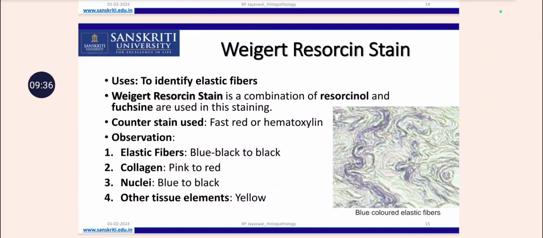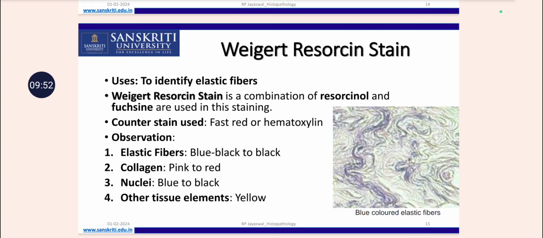So let us study the Weigert Resorcin stain. This stain is used to identify elastic fiber. Weigert Resorcin stain is a combination of basically two elements, resorcinol and fuchsin. As a counter stain here we use fast red or hematoxylin.